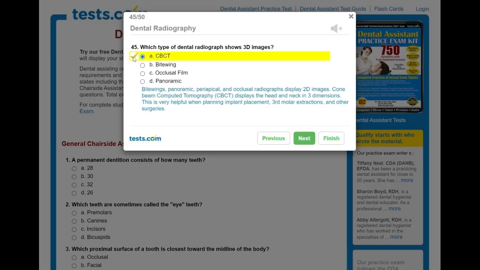A. CBCT. Bite wings, panoramic, periapical, and occlusal radiographs display 2D images. Cone beam computed tomography, CBCT, displays the head and neck in 3 dimensions. This is very helpful when planning implant placement, third molar extractions, and other surgeries.